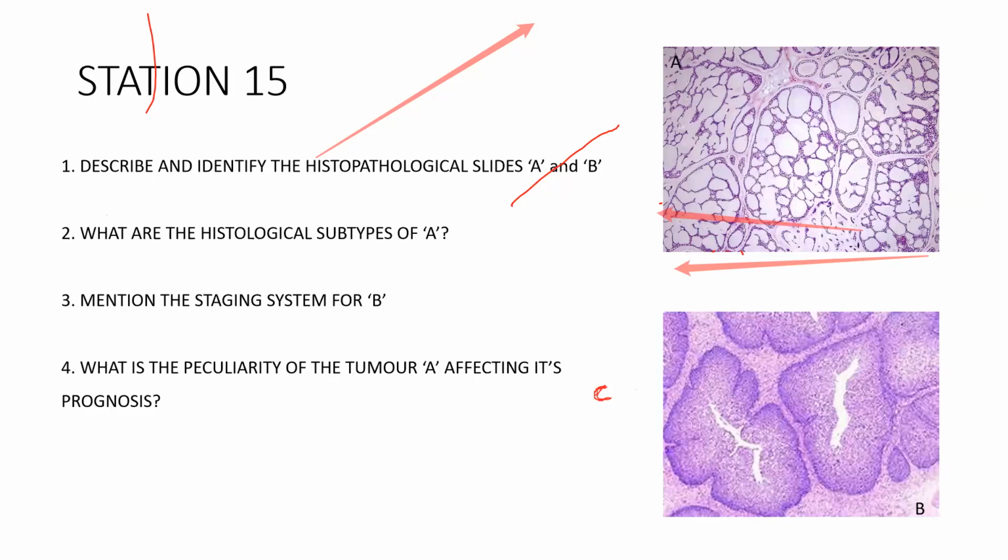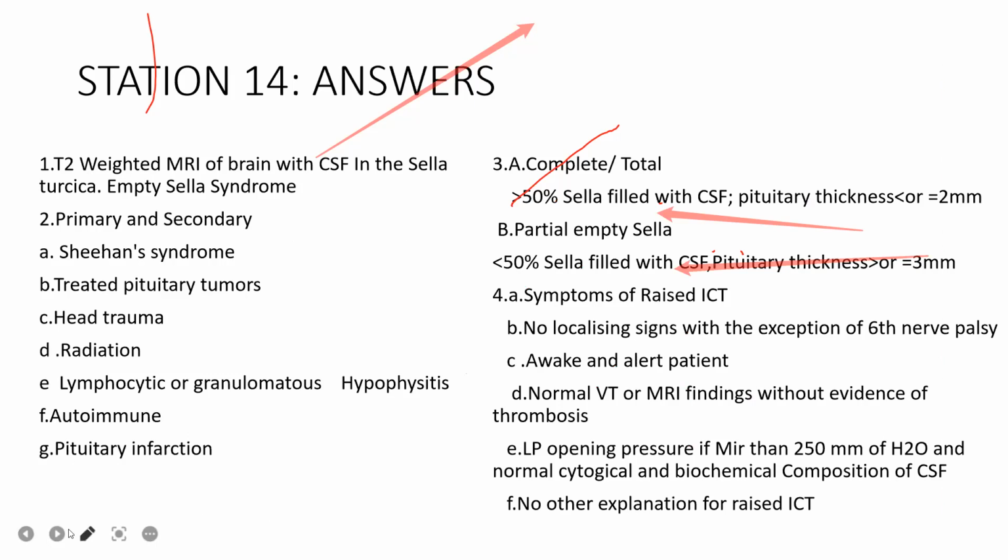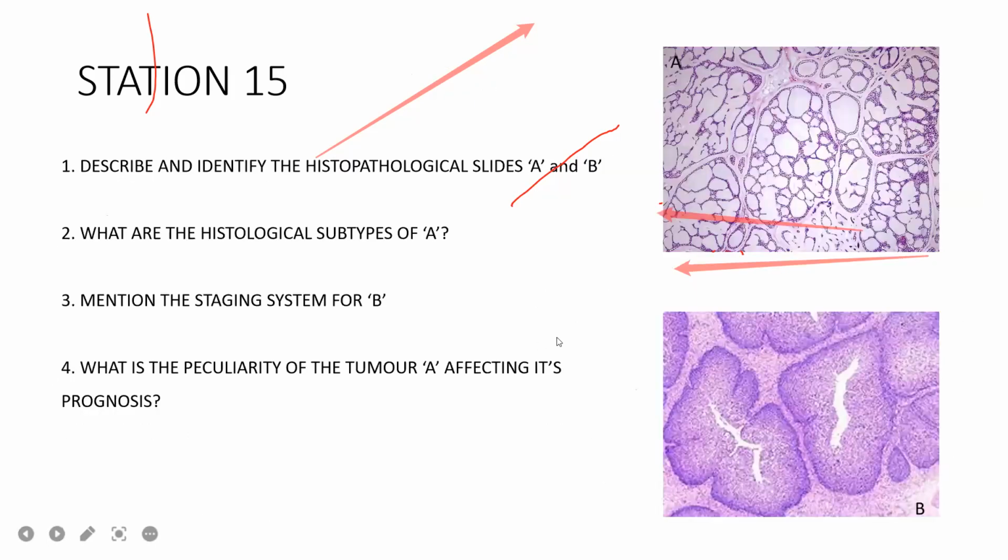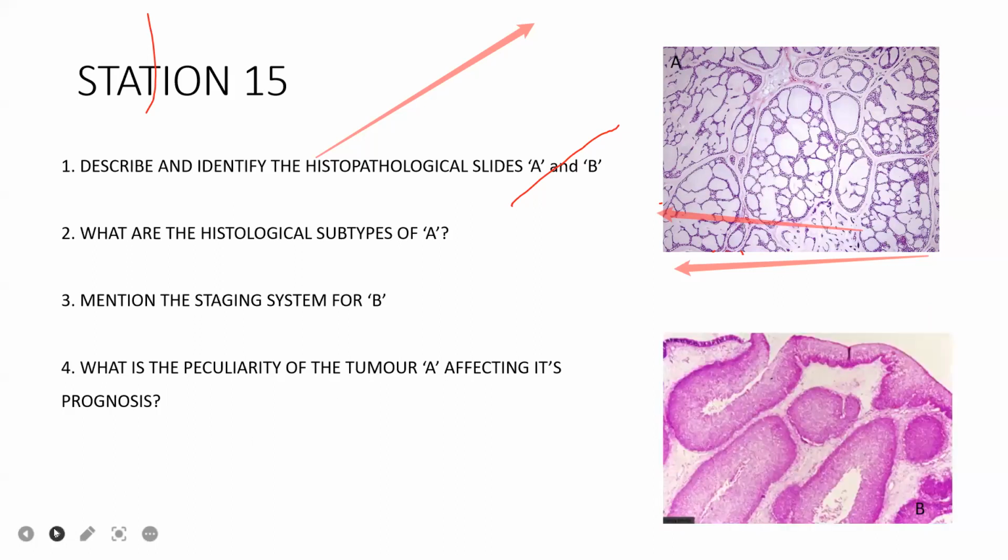So in station 15, most of the time they will keep one histopathology slide, and you can even get a microbiology slide also. The first slide is the Swiss cheese pattern of adenoid cystic carcinoma, and the second one is the classical inverted papilloma. So the questions were based on the histological slide.